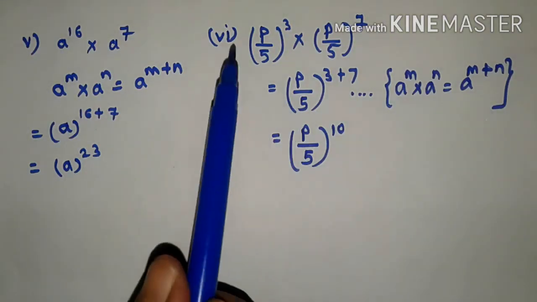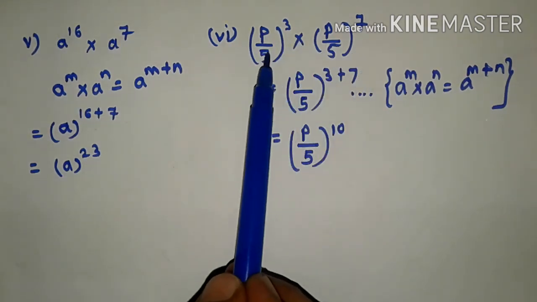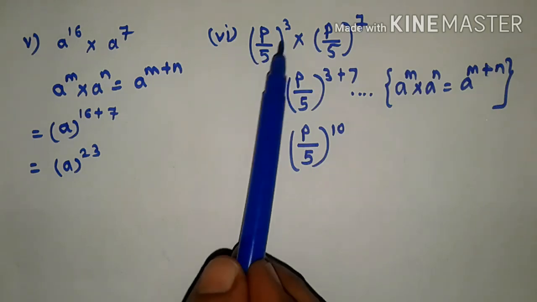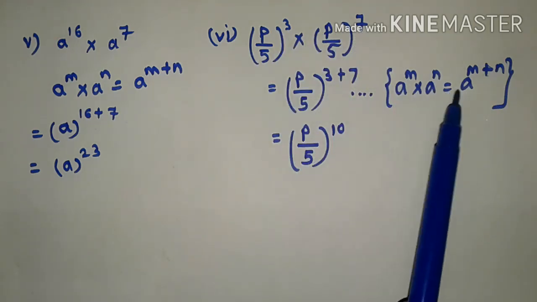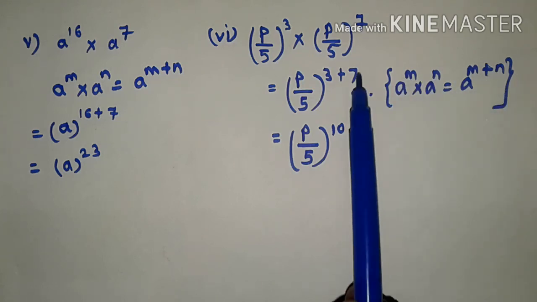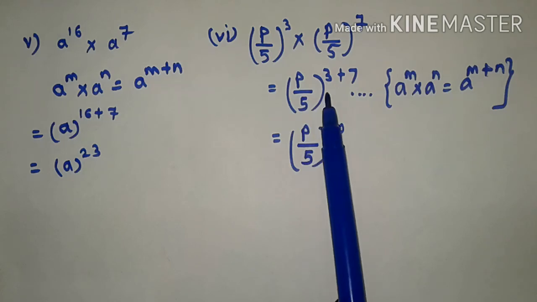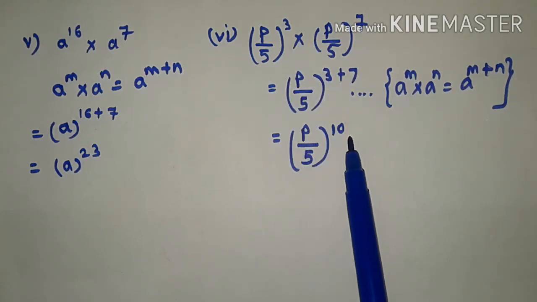Next is p upon 5 raised to 3 multiplied by p upon 5 raised to 7. Here the base is p upon 5. Indices are different, that is 3 and 7. So here we will use this rule, a raised to m multiplied by a raised to n is equal to a raised to m plus n. So p upon 5 raised to 3 plus 7, that is p upon 5 raised to 10.